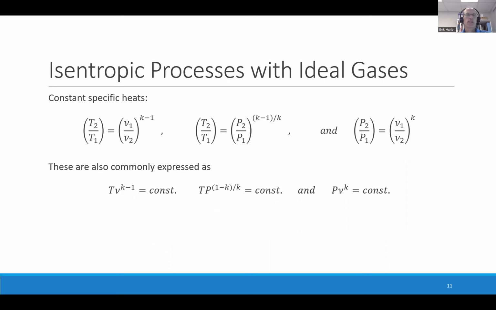These can also be expressed as T times v to the k minus 1 equals a constant, T times P to the 1 minus k over k equals a constant, and P times v to the k equals a constant. Note that this began with the assumption of constant specific heats, and so that still applies.